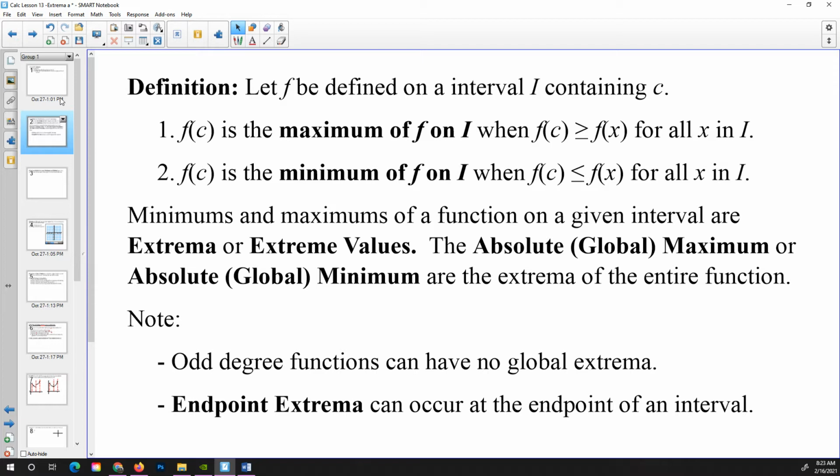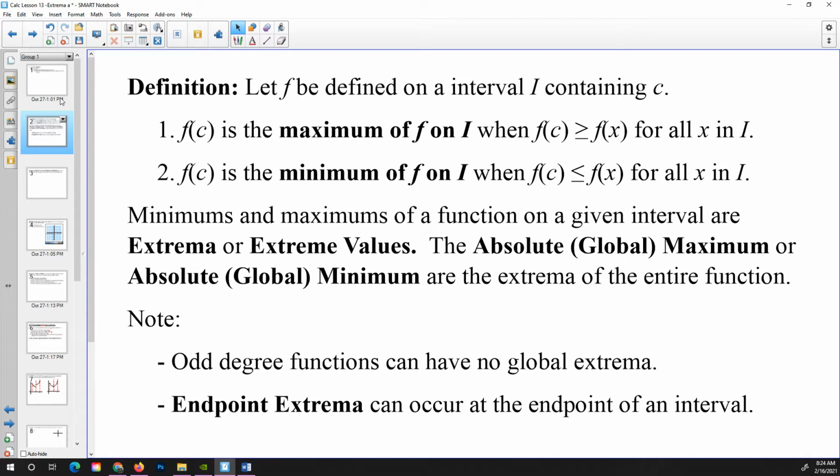Number one, f of c is a maximum of f on the interval I when the value for f of c is greater than any other value f of x, for all x in I. And number two, f of c is a minimum of f on I when f of c is always going to be less than f of x for any other x in I.